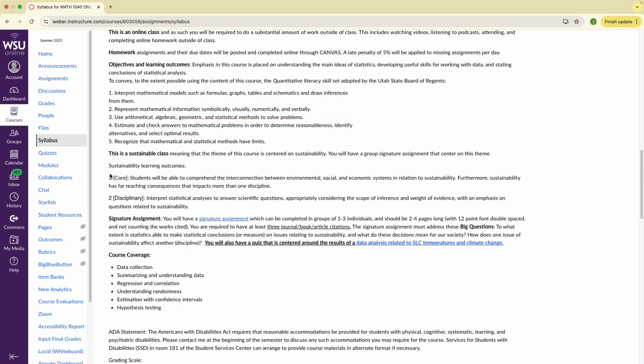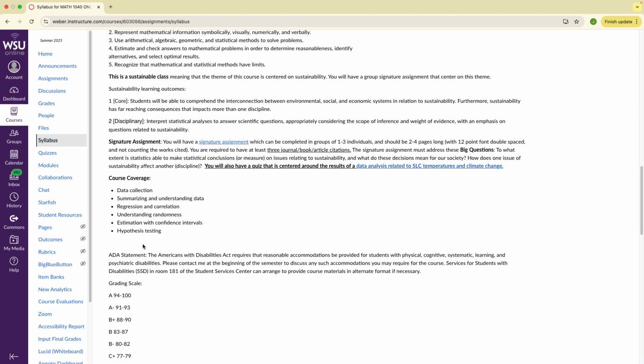We have some additional learning outcomes because this is a sustainable course, and the university requires a signature assignment. So the signature assignment takes this form here. I do find it's a little bit easier to use the output of the Salt Lake City temperature analysis quiz as part of your assignment, but a lot of people do other projects as well. I would say it's maybe 40-60 or 50-50.